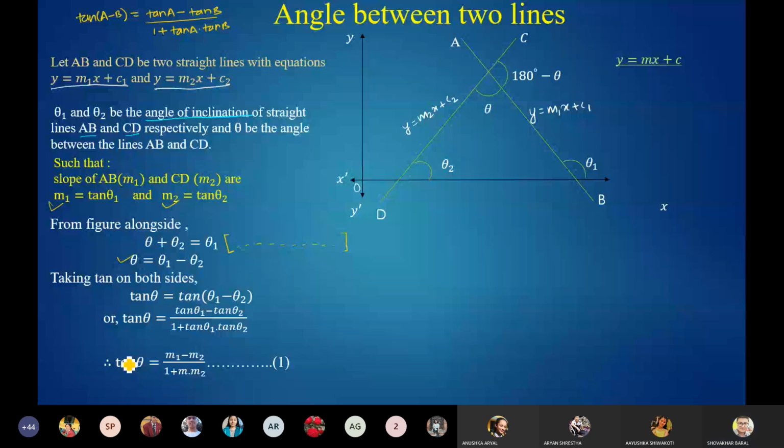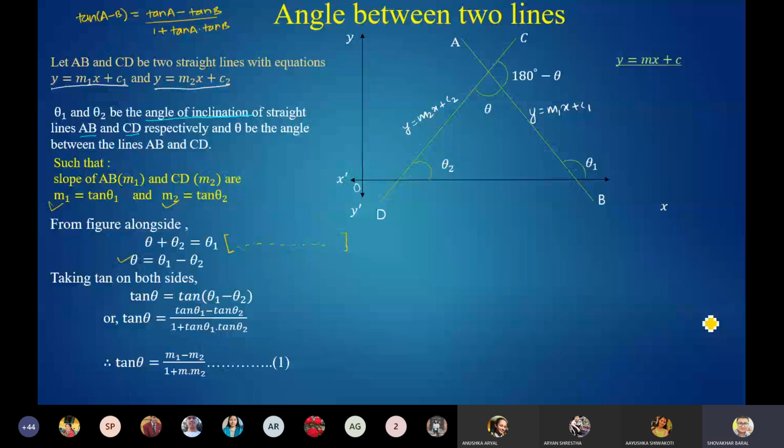Okay, this is one case. Just write it first and also label it as 1, because we are going to do some more things here. We'll also be discussing the 180 minus theta case, the obtuse angle case. Let's derive it fast because we are running out of time. Tomorrow also I'll explain it later. Just copy it fast, okay?